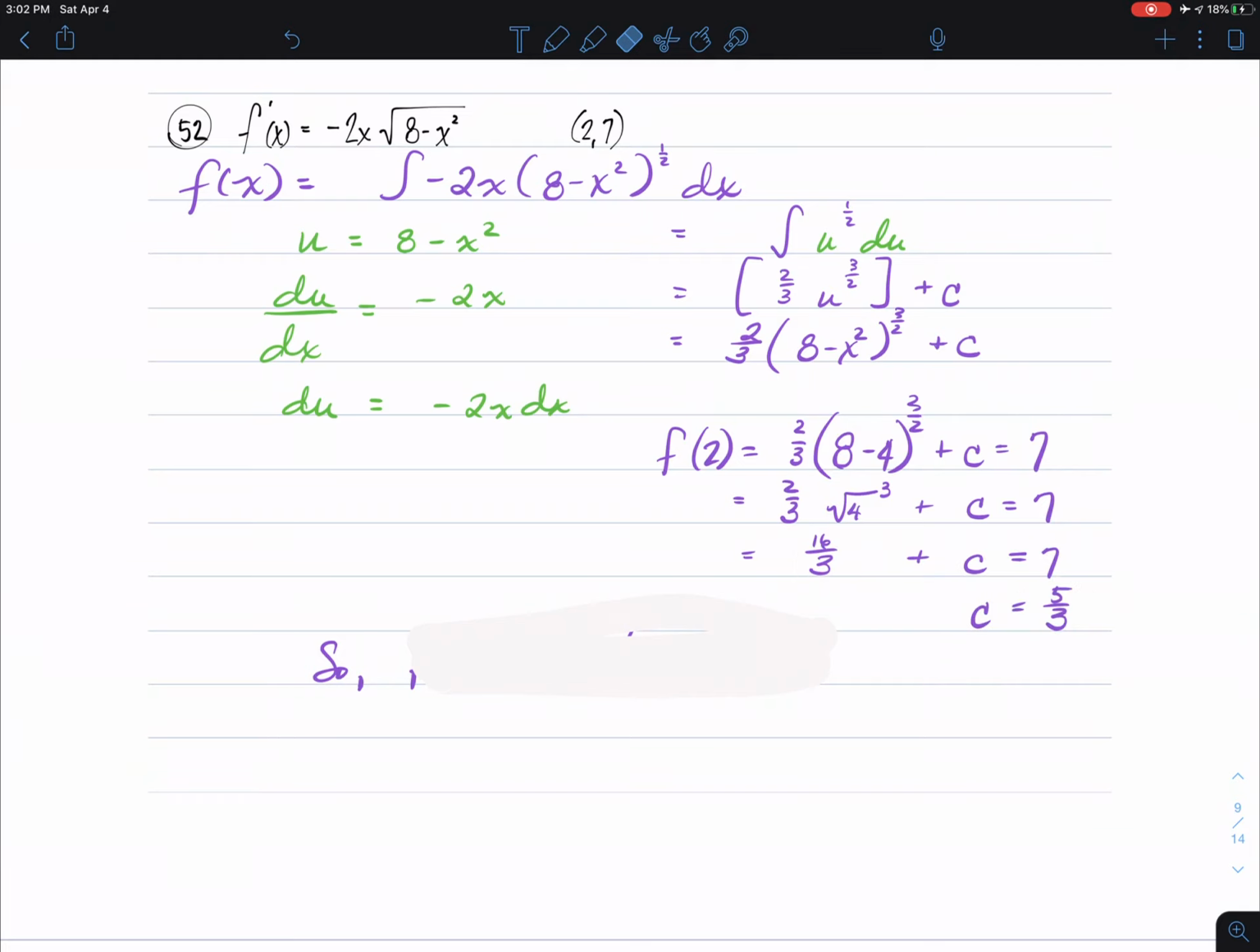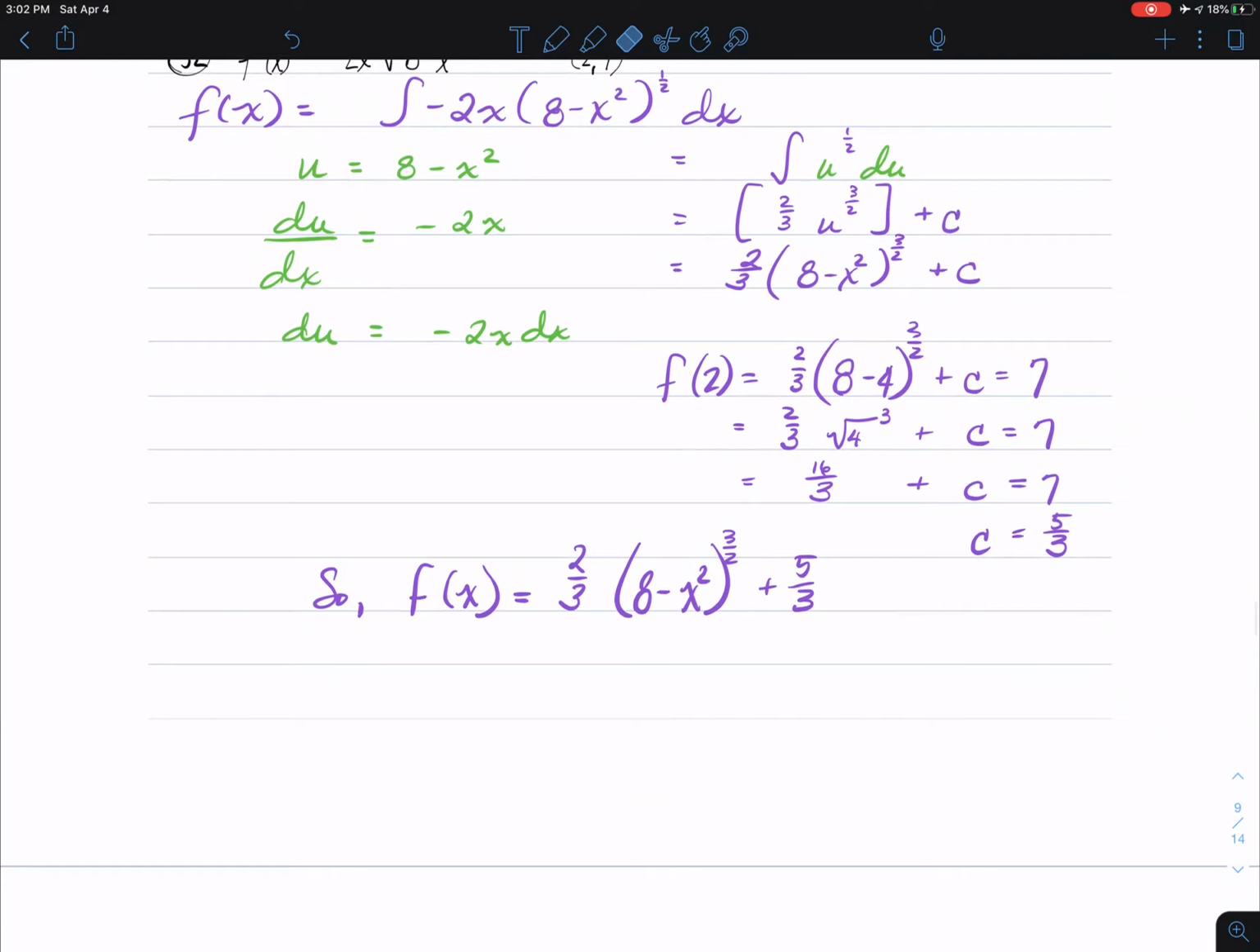And so that's going to give me a c value of 5/3. Now I have enough to go ahead and write my original function. So that'll be f of x is equal to 2/3 quantity 8 minus x squared to the 3/2 power plus the c value, which was 5/3.